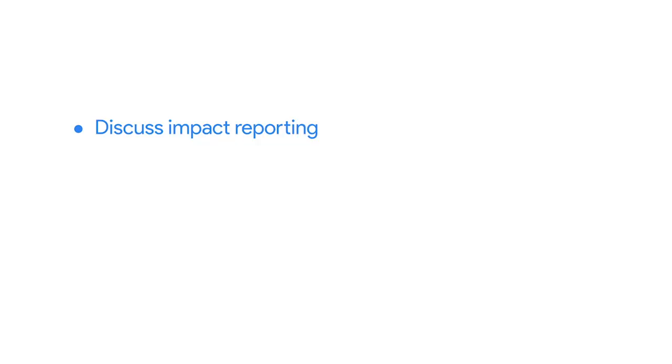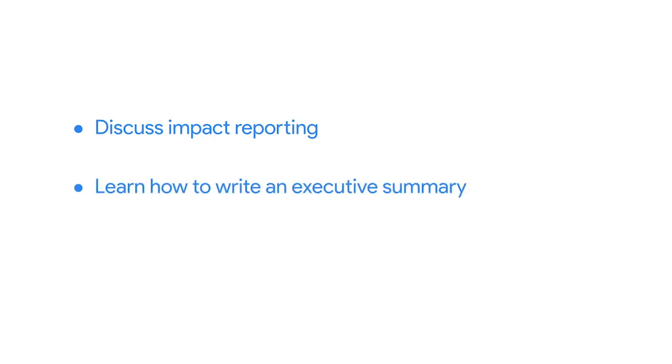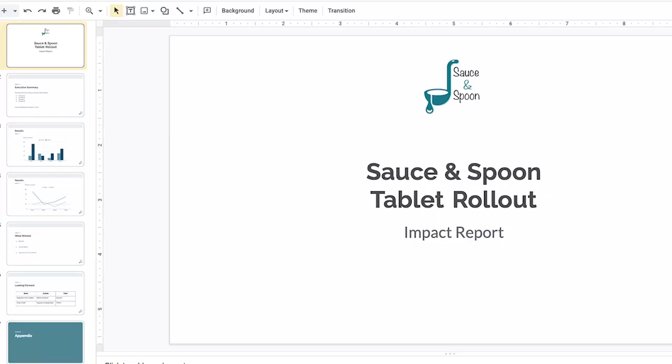In the last video and activity, you learned about keeping good project hygiene by creating a project closeout report. Now we'll discuss a similar concept called impact reporting, and you'll learn how to write an executive summary. The purpose of creating an impact report is to show others the value that's been added to your project. Usually, it's in the form of a presentation guided by a deck or slideshow you've created.